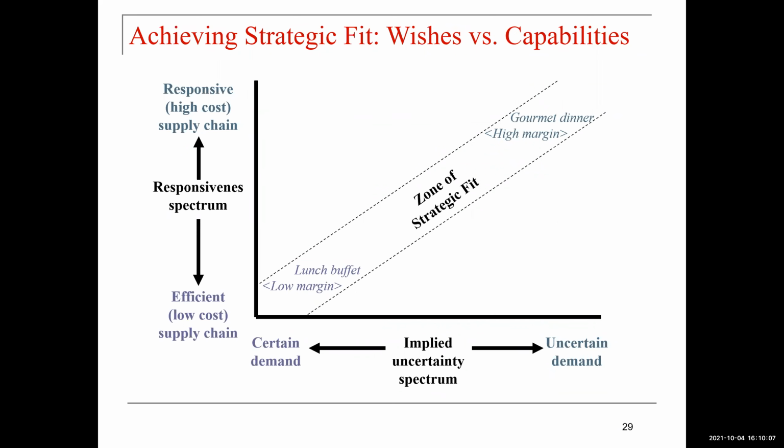Achieving strategic fit, which is based on capabilities. Again, the responsiveness spectrum on the y-axis and the implied uncertainty on the x-axis. The zone of strategic fit will be here, so you want to stay within that zone, and you're trying to balance out the uncertainty in the demand and your responsiveness spectrum. Efficient will be low cost. Responsive will be very high cost in terms of the supply chain.